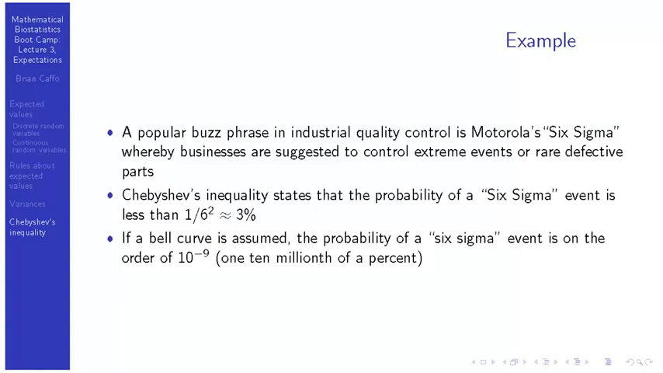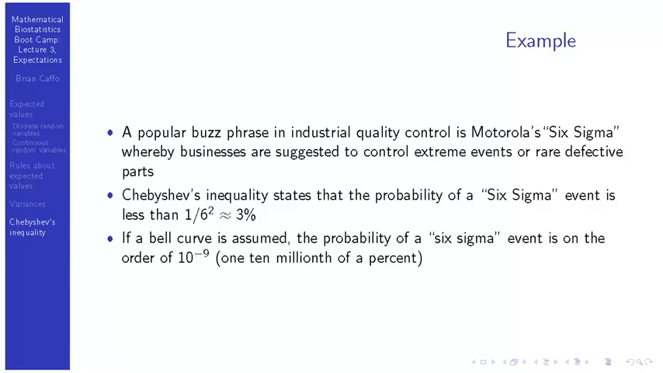Let me go through another example. A buzz phrase in industrial quality control is Motorola's so-called Six Sigma. I have to admit to being largely ignorant of exactly what the Six Sigma industrial protocol is. But the gist of it, as far as I understand, is that businesses are suggested to control extreme events or rare defective parts, and the idea is that you go out 6 standard deviations. Maybe on your own you can go look up what exactly the Six Sigma protocol is. Let's, as an intellectual exercise, talk about what the probability of 6 sigma events is.